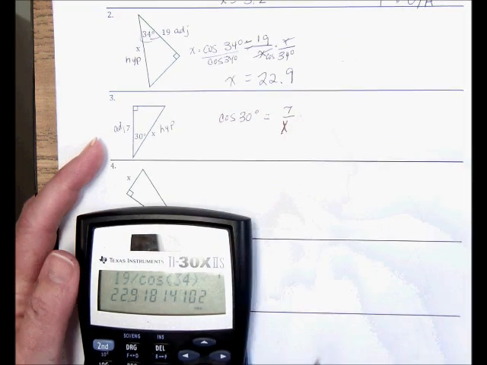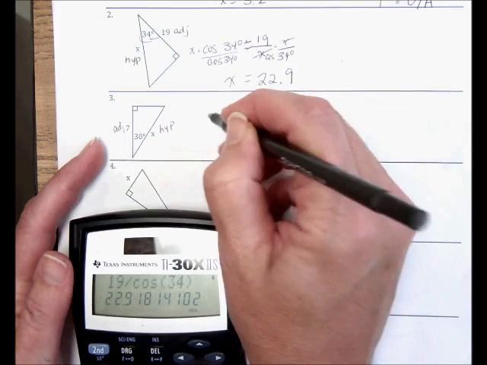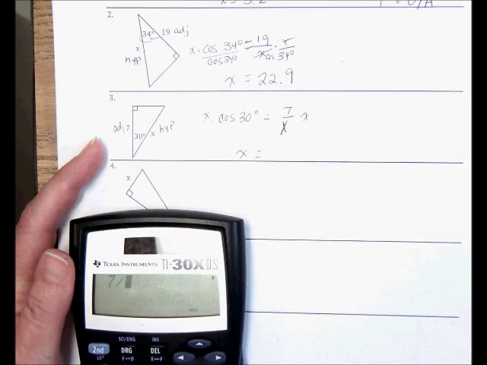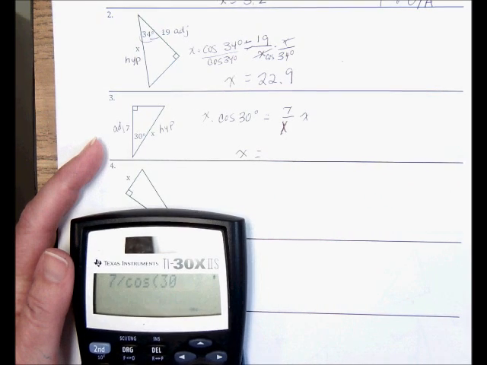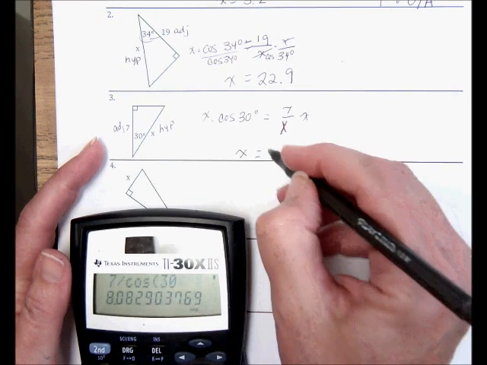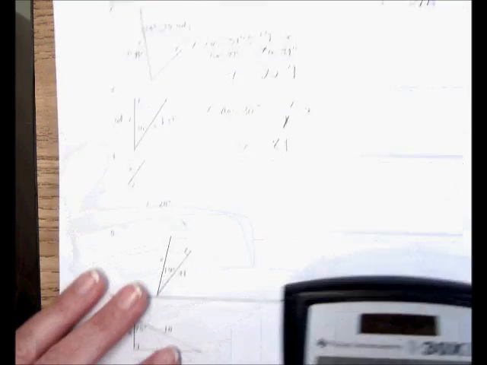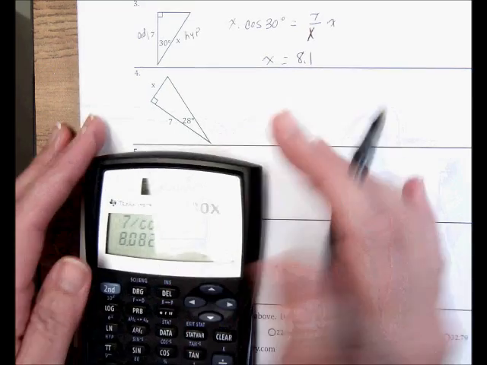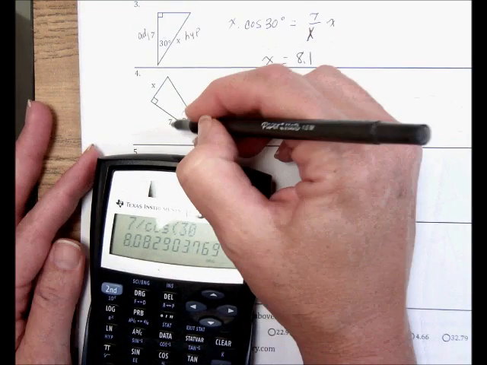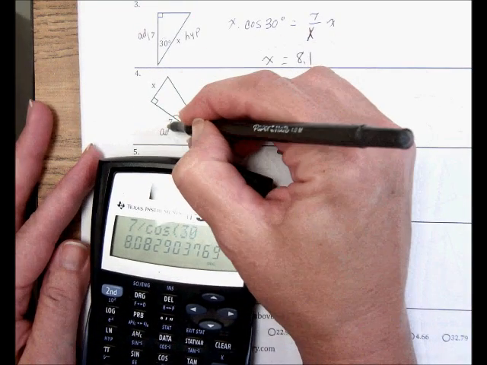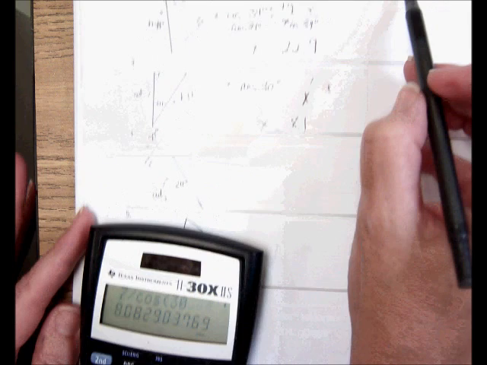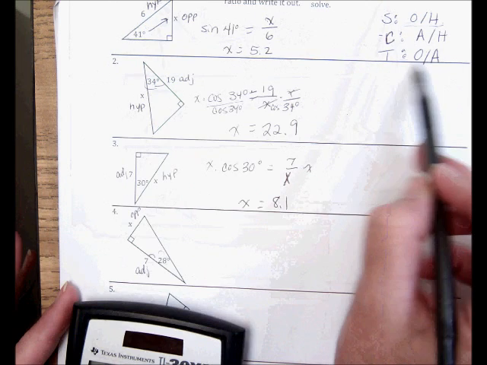Looking at the next one, number 3, again I have adjacent over hypotenuse. So I have cosine of 30 degrees is equal to adjacent over the hypotenuse, which is x. In this case, I multiply by x again, then divide by cosine of 30. So 7 divided by cosine of 30 degrees is equal to 8.1.